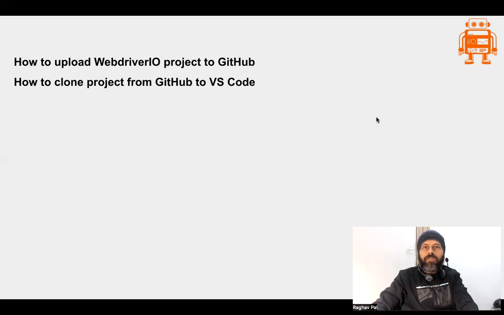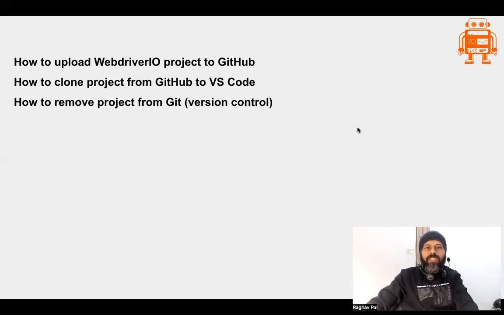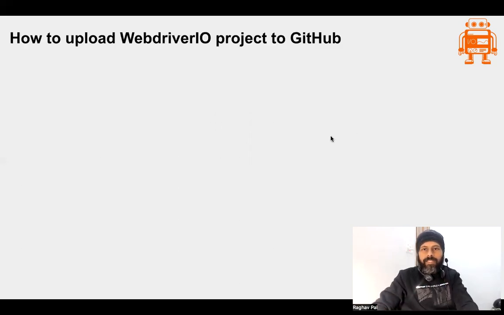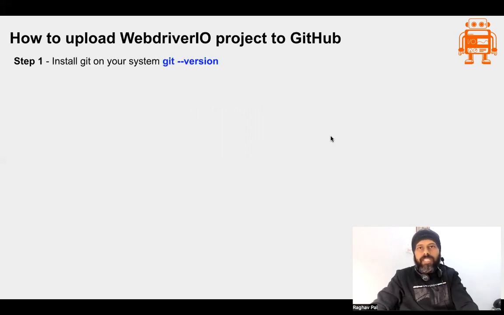And then we will also see how we can clone the project from GitHub. I will give you my GitHub project link, and using the steps I will tell you, you can also clone my project into your system. And finally, we will see how we can remove the project from Git version control. So let's get started. The first step is we should have Git installed on our system.